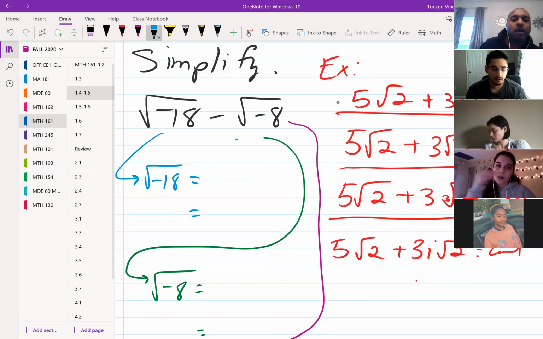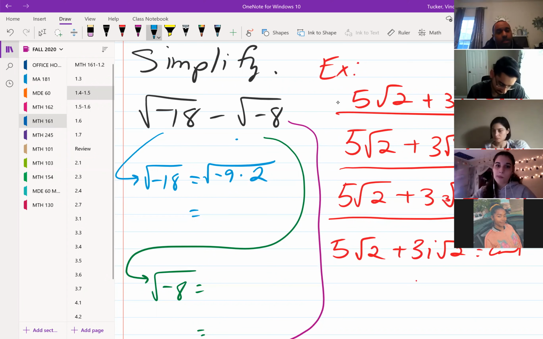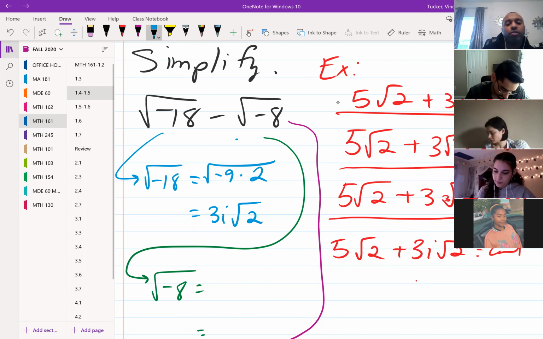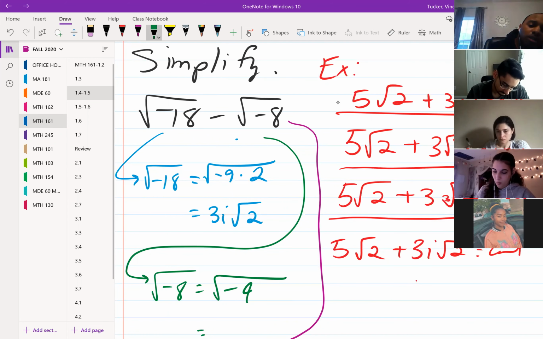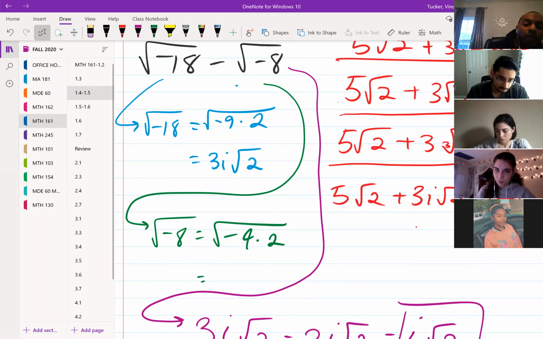Okay, there we go. All right, so looking at the square root of negative 18, we can break that up into negative 9 times 2. Negative 9 times 2 is still negative 18. Take the square root of negative 9, that would be 3i, and then you will leave the 2 under the radical. Square root of negative 4, we can break up into negative 4 and 2. Square root of negative 4 is 2i, and then we leave the 2 under the radical.